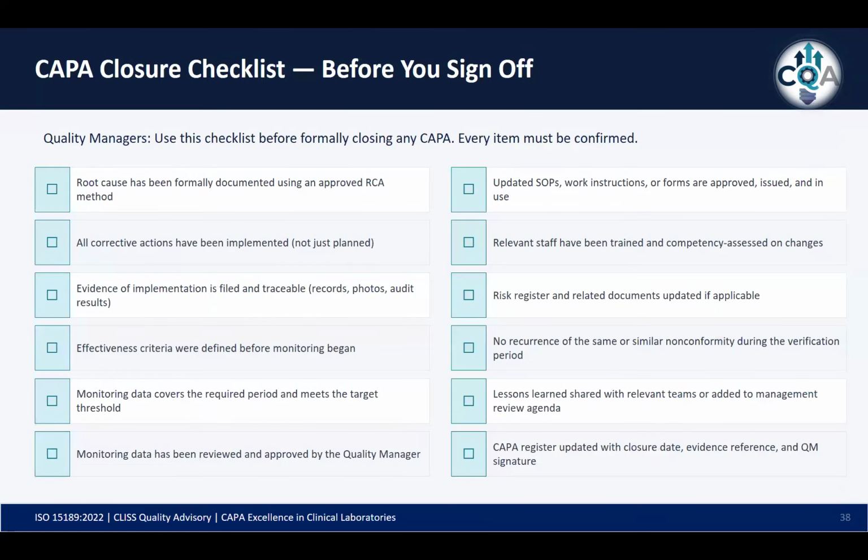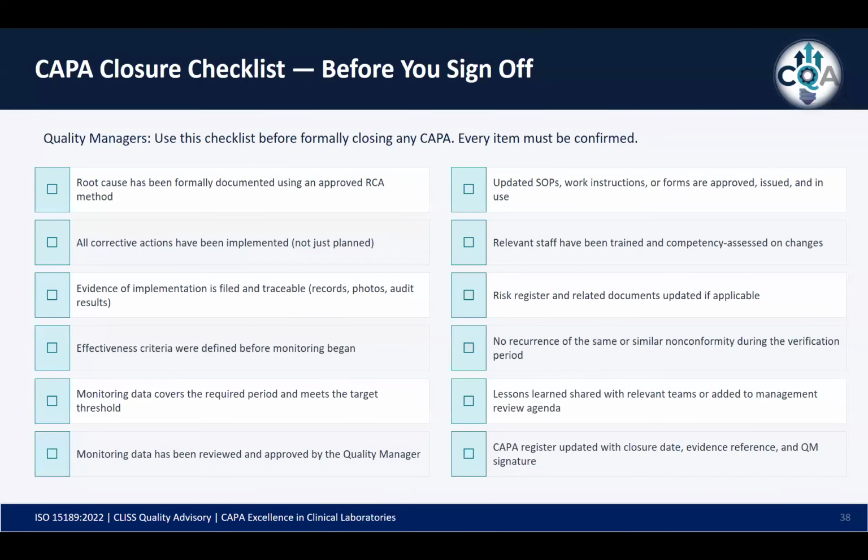Okay. So this is for quality managers. What is it that you're checking for before you sign off as closed? Number one, you're looking at the root cause, whether it has been formally documented using an approved RCA method as per your management system. Number two, all corrective actions have been implemented, not just planned. You go to the form. In most cases, you see a form saying we plan to do 1, 2, 3. No, we want to see what was planned versus what was implemented.